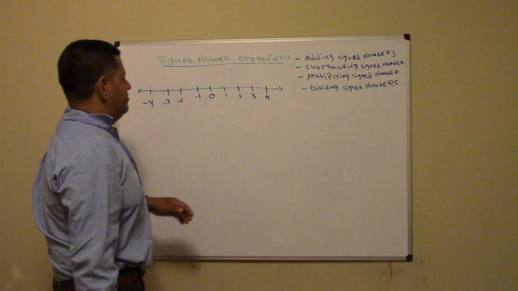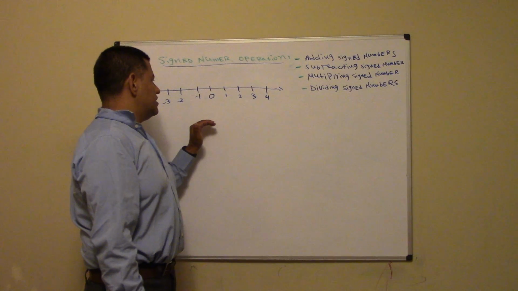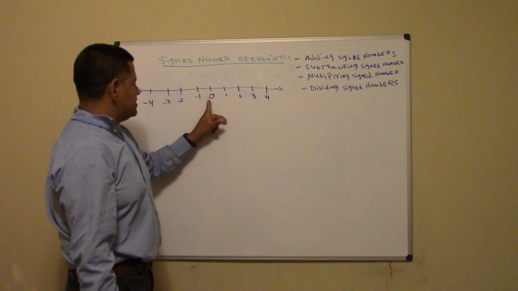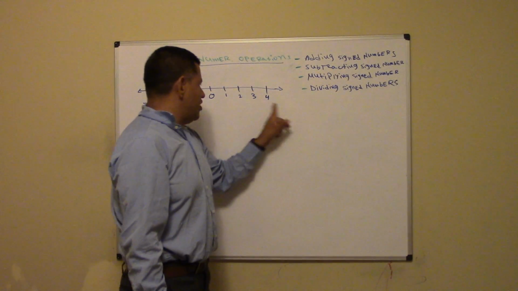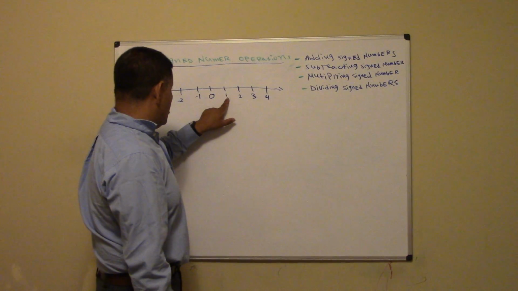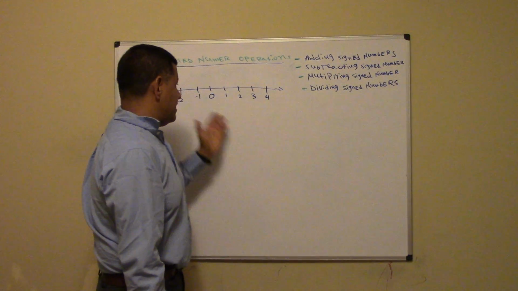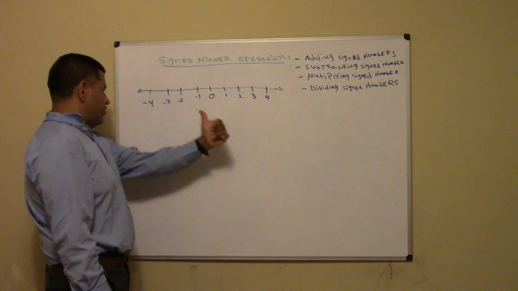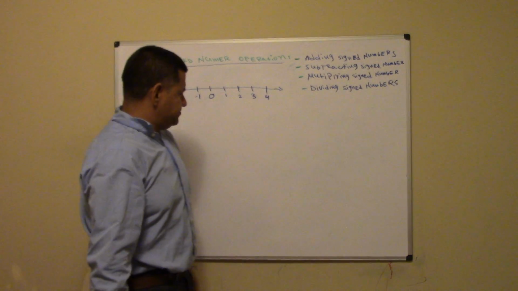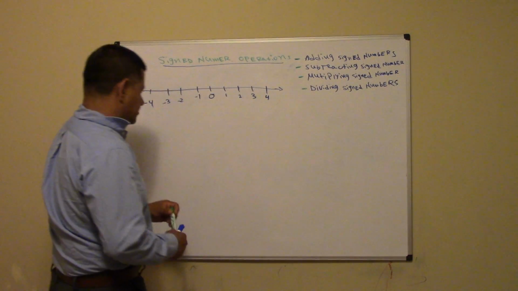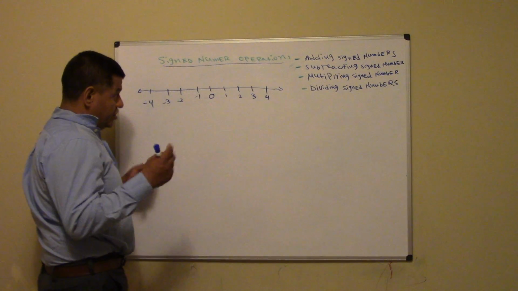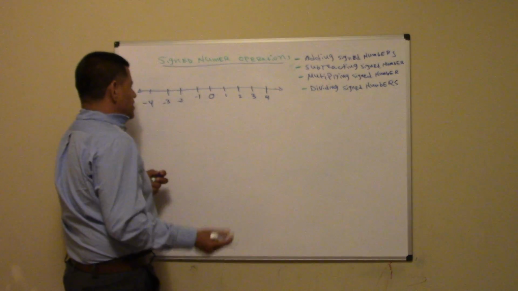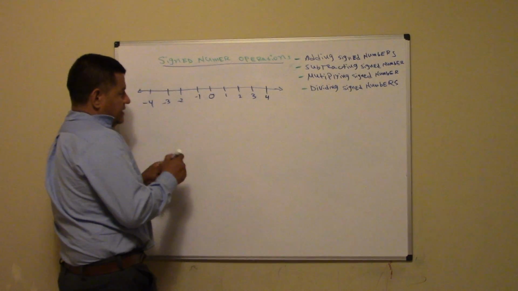Okay, now let's do a couple of problems. Let's say that you want to add two signed numbers, right? Notice that I have a number line. I start at 0. To the right, you have the positive numbers: 0, 1, 2, 3, 4. Positive to the right. And I have negative 1, negative 2, negative 3, negative 4 to the left, right? So this is a number line, and it can be used to easily identify the signed numbers that we're working on.